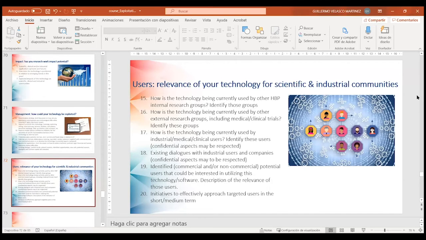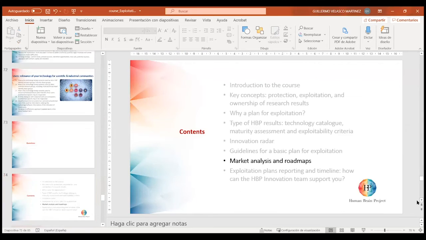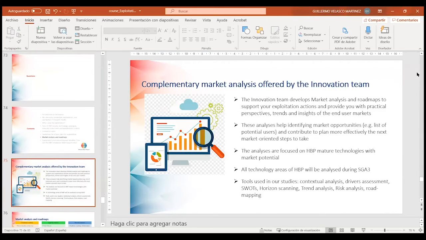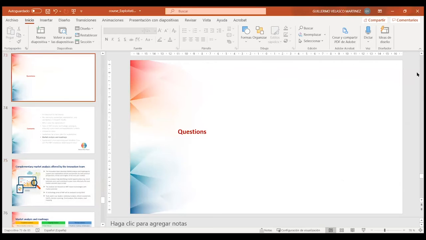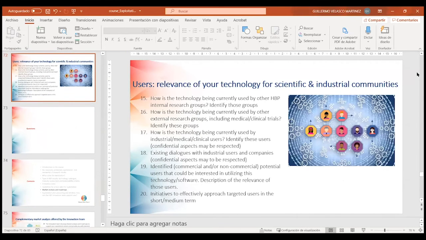Guillermo? Yes? I don't know if you mentioned before, but what is the timeline to prepare this, at least the first exploitation plans? And I think that it will be prepared at work package level? It's something that I will explain later. Okay. Now I would like to have 10 or 15 minutes for questions related with the contents, and then we will go later through the timeline and so on.